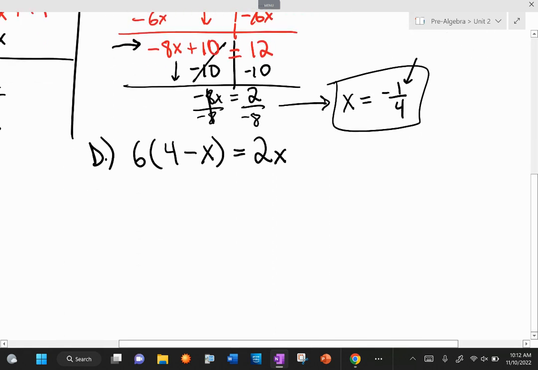Letter D. No, wait, don't do it yet. Give me like 5 minutes. Okay, for letter D, this will be our last one on the notes, and then I would like for you to go ahead and work on your homework. Variables on both sides is what you will be practicing.